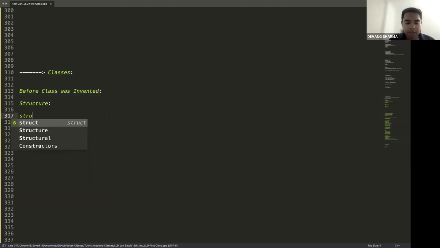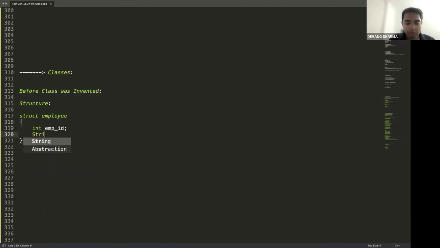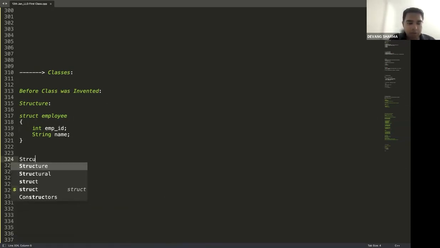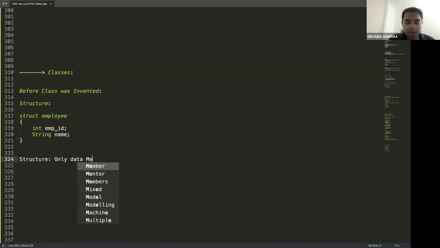Okay, let's take an example. Struct employee. You have an employee ID, and you have a string name. Okay. Now, what is the definition of a class? The definition of a class is a combination of data members and member functions. In the case of a struct or structure, whatever you call it, we don't have the member functions. We only have the data members.